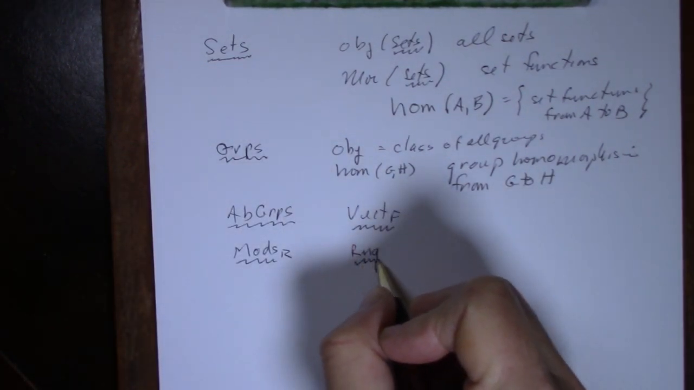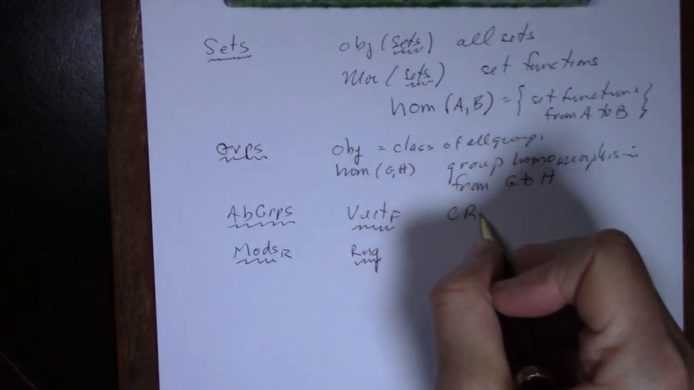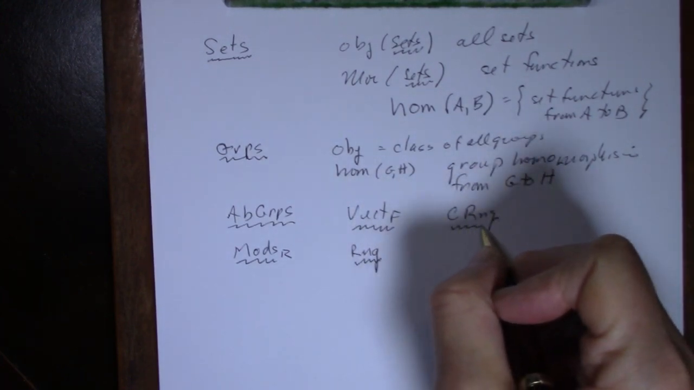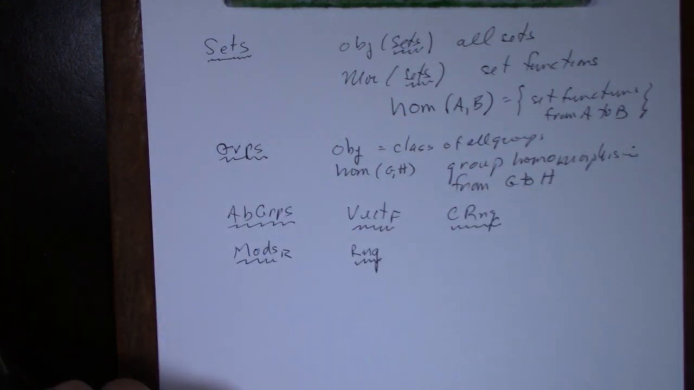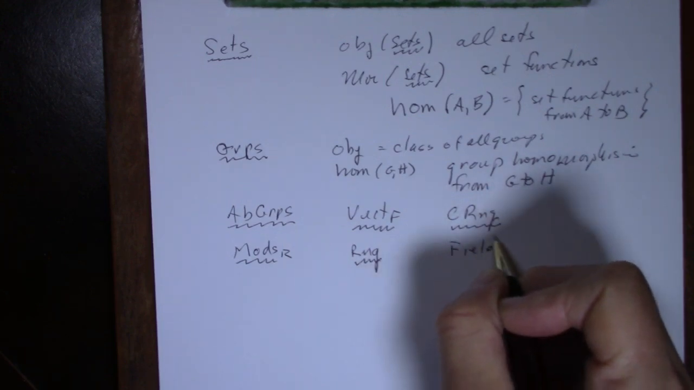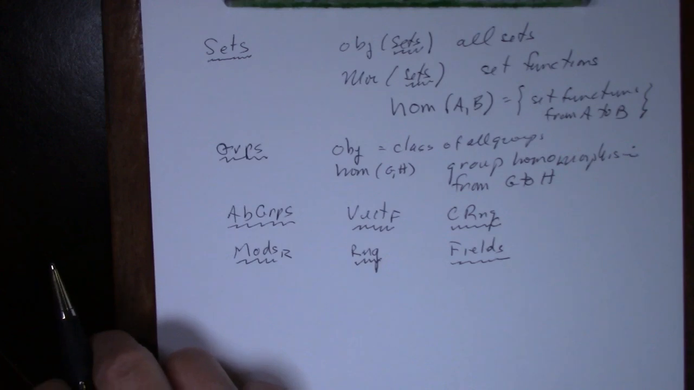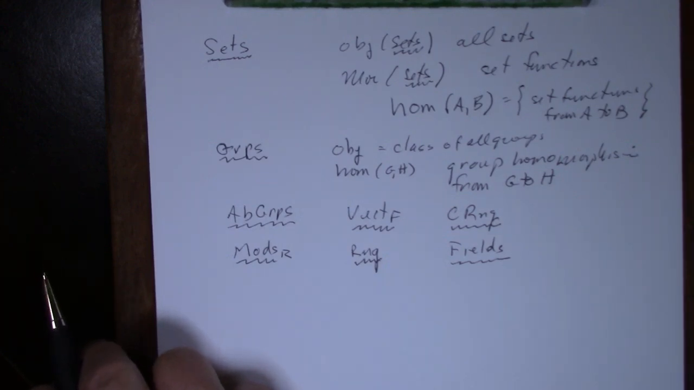Rings with ring maps. Commutative rings: the objects are the commutative rings with ring maps, ring homomorphisms. Fields: the objects are fields, and the morphisms are ring embeddings.